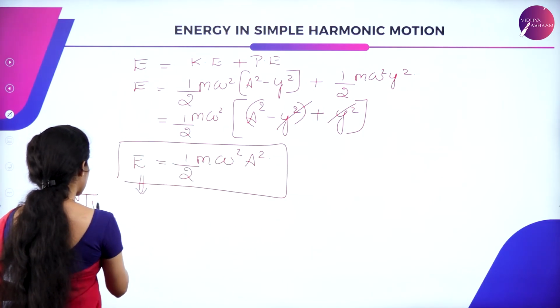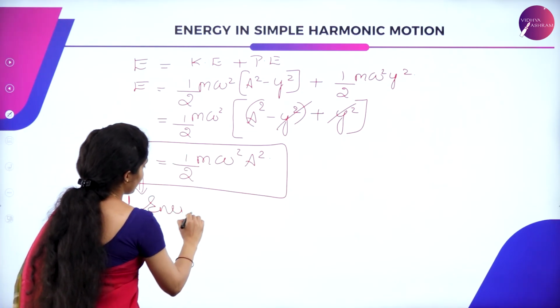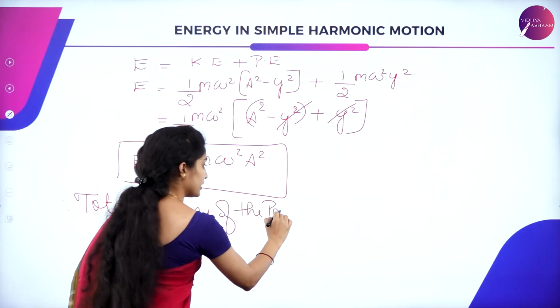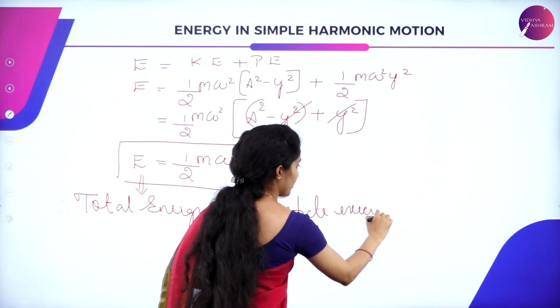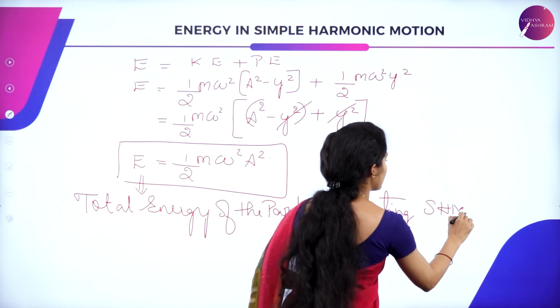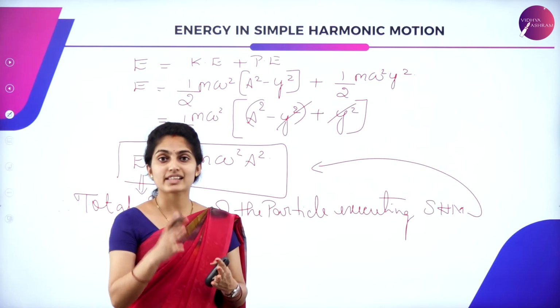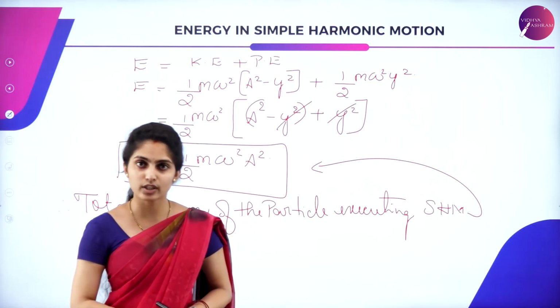You can just write it here. Therefore, the total energy of the particle executing simple harmonic motion is given by this equation. That's all about the energy of the particle which undergoes simple harmonic motion.